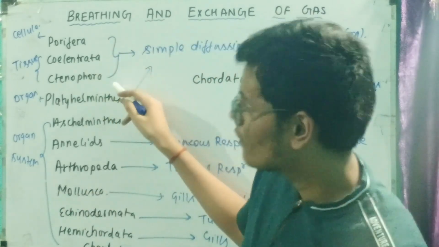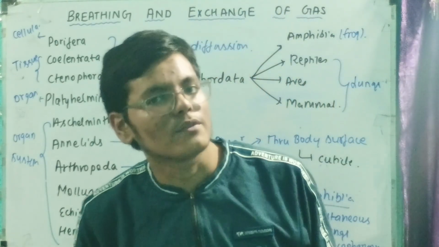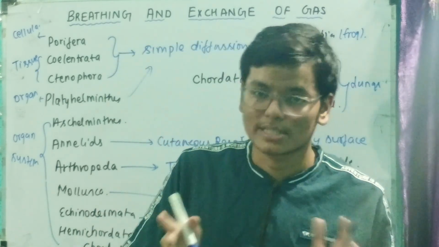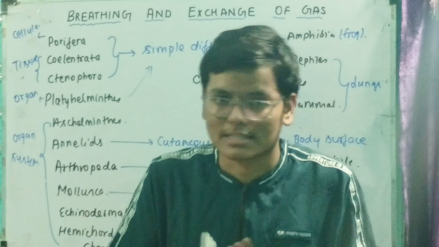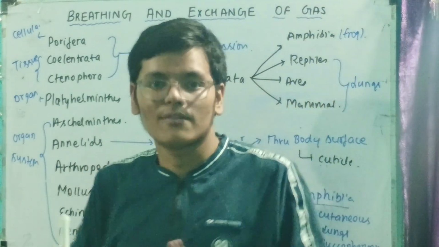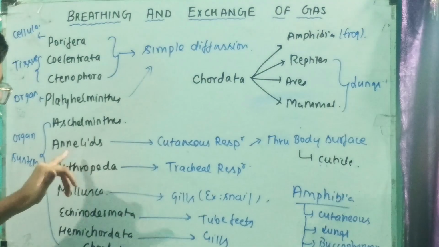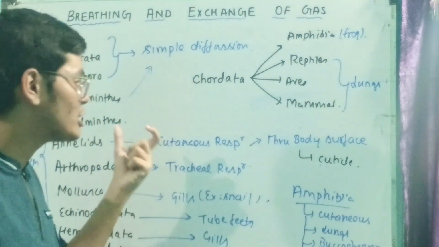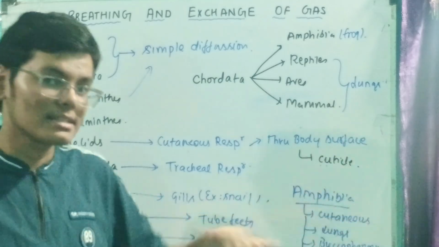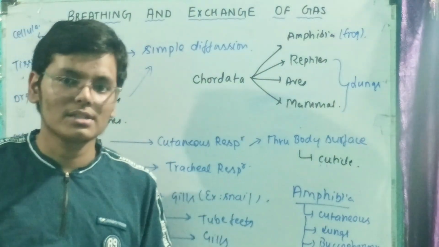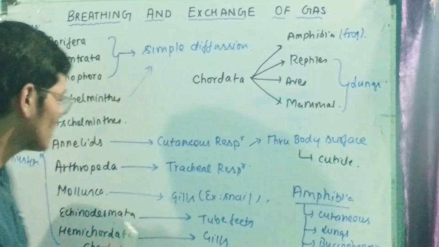Porifera, Coelenterata, Ctenophora and Platyhelminthes use simple diffusion for the exchange of gases. They work on the concept of pressure gradient between two gases. Aschelminthes to chordata use different organ systems for their respiration. Prime example of annelids, they undergo respiration through their body surface, that is called cutaneous respiration, because there is a layer of cuticle on their body. Arthropoda undergo tracheal respiration, they have a whole tracheal system for that.